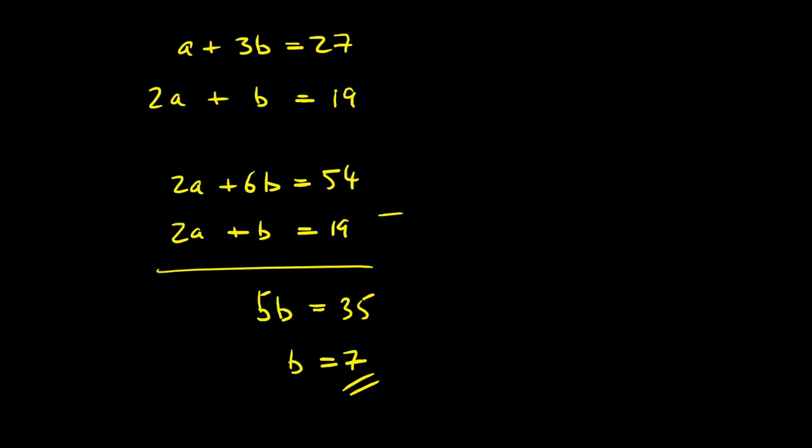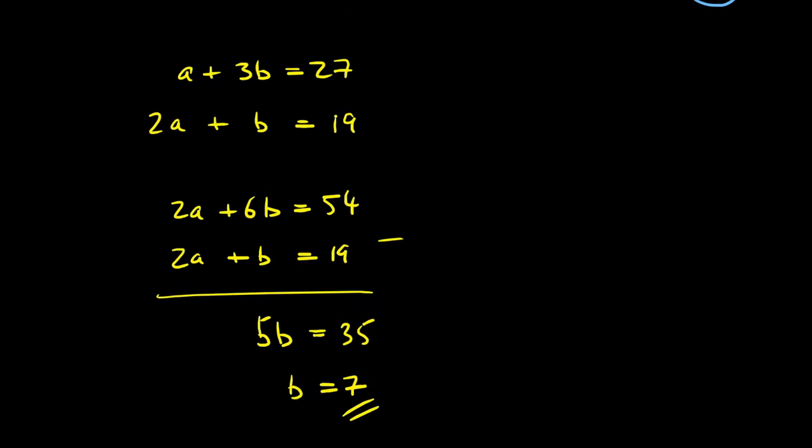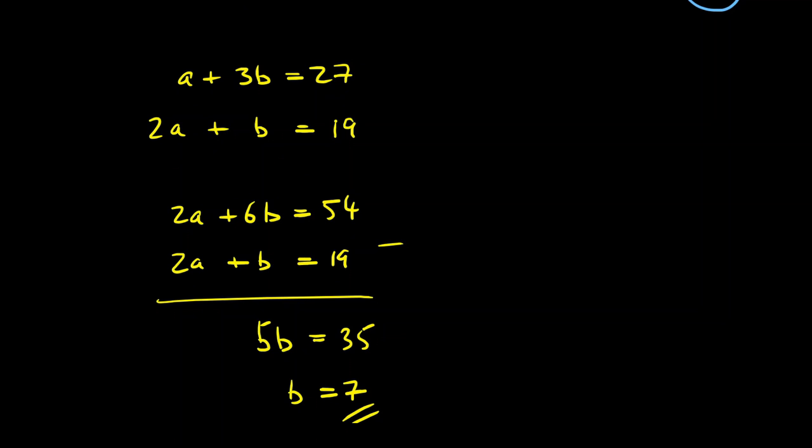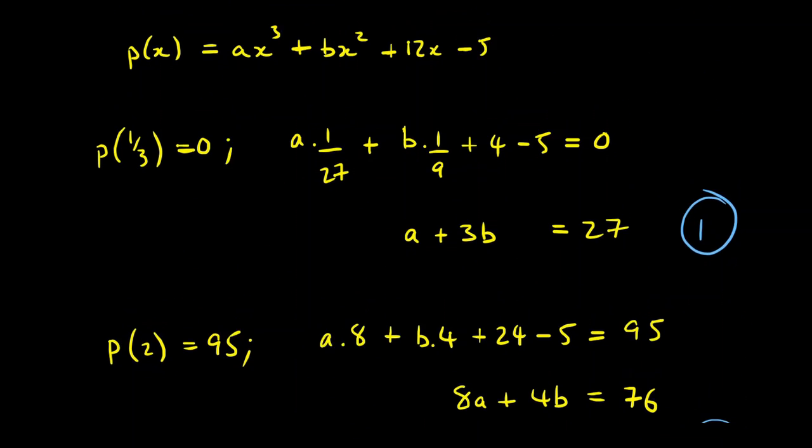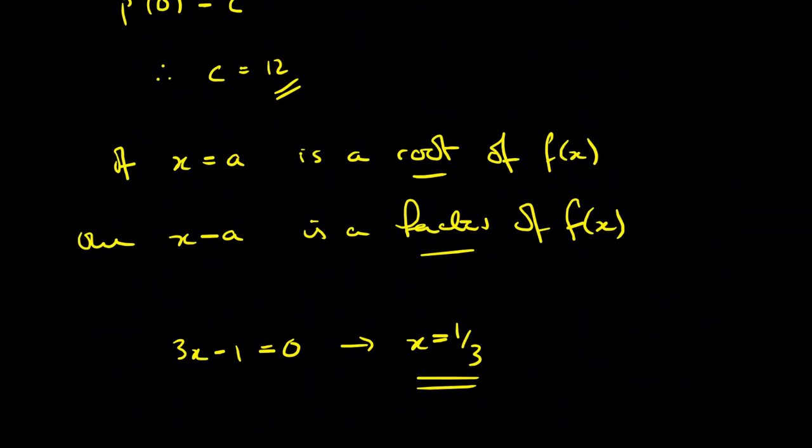And if b is equal to 7, then we can just substitute in. So we'll substitute into the first equation. a plus 3 times 7, which is 21, is equal to 27. Therefore, a is equal to 6. Okay, so a is 6, b is 7, and our c was 12. So let me just go to the mark scheme, check that that is all right. Yep, that's all correct.